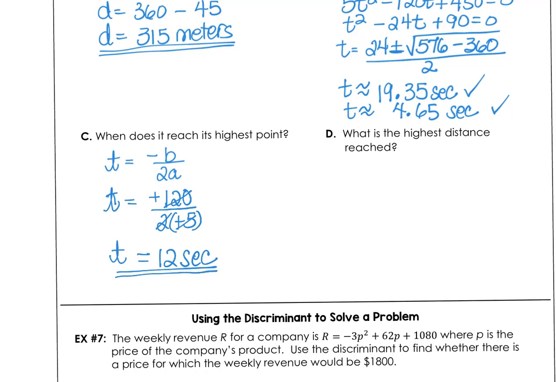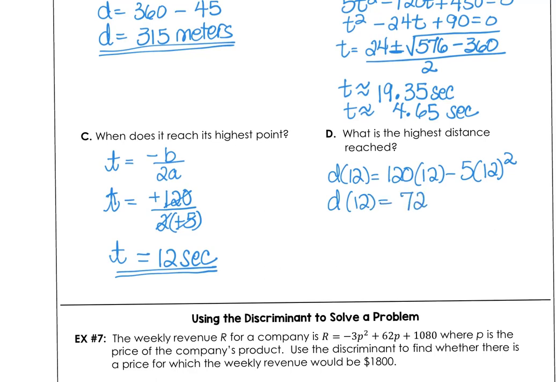Then finally for part D, what is the highest distance reached? And that would be substituting back into our function for the 12 seconds we got here in part C. So the distance at 12 seconds is 120 times 12 minus 5 times 12 squared. So I'm going to get that with the calculator. 120 times 12 minus 5 times 144. And we see that the maximum height occurs at 720 meters.